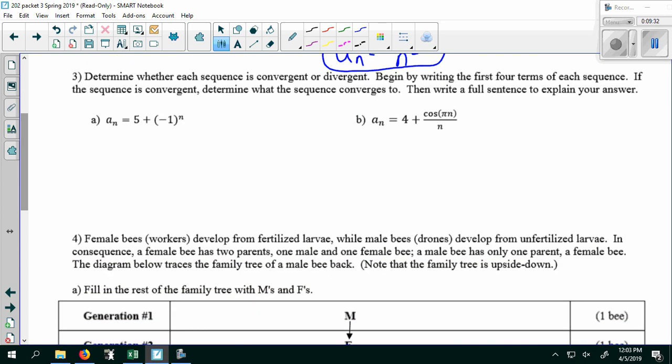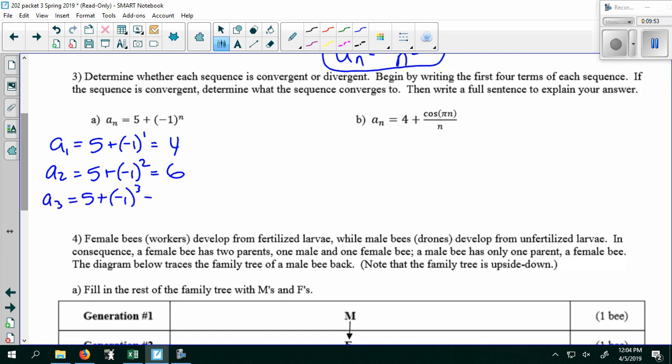Determine whether each sequence is convergent or divergent. Begin by writing the first 4 terms of each sequence. So a1, this is 5 plus negative 1 to the first, which is 4. a2 is 5 plus negative 1 squared, which is 6. a3 is 5 plus negative 1 cubed, which is 4. And a4 is 5 plus negative 1 to the fourth, which is 6.